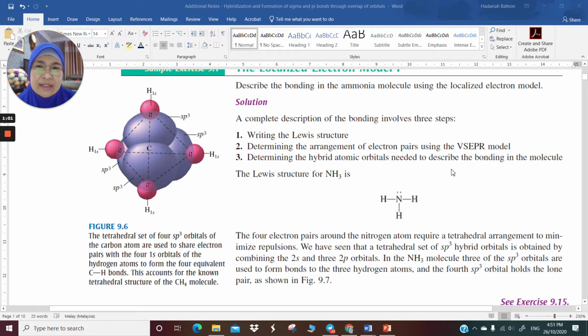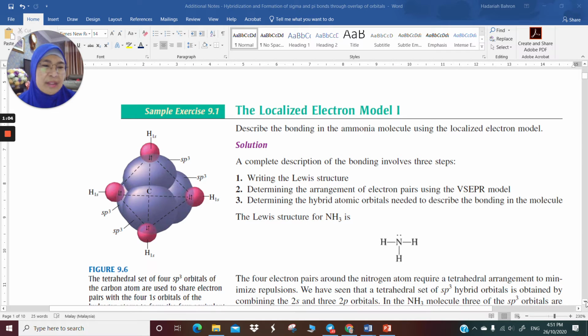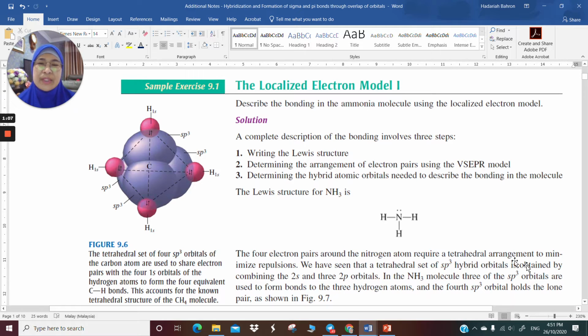So just as a revision, because we did cover in the previous lecture how we can describe the bonding of the ammonia molecule using the localized electron model. The localized electron model obviously includes the Lewis structure, the valence shell electron pair repulsion, and now the hybridization. So first of all, to approach this type of question using the localized electron model, you complete the description of bonding in 3 steps.